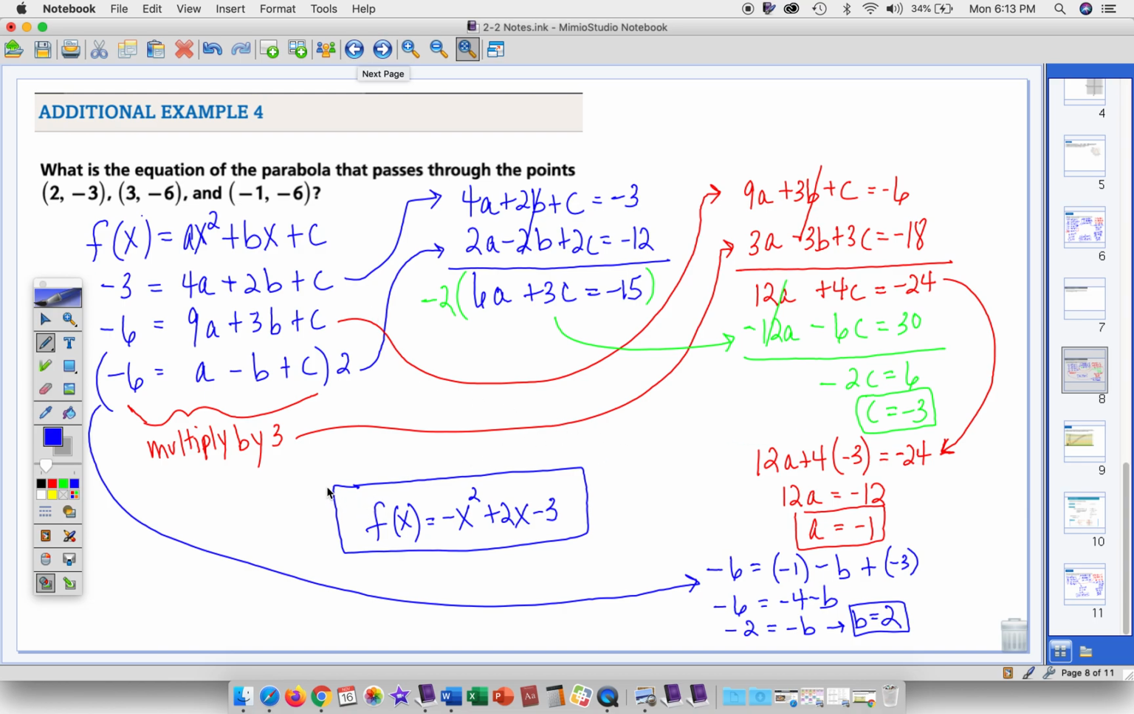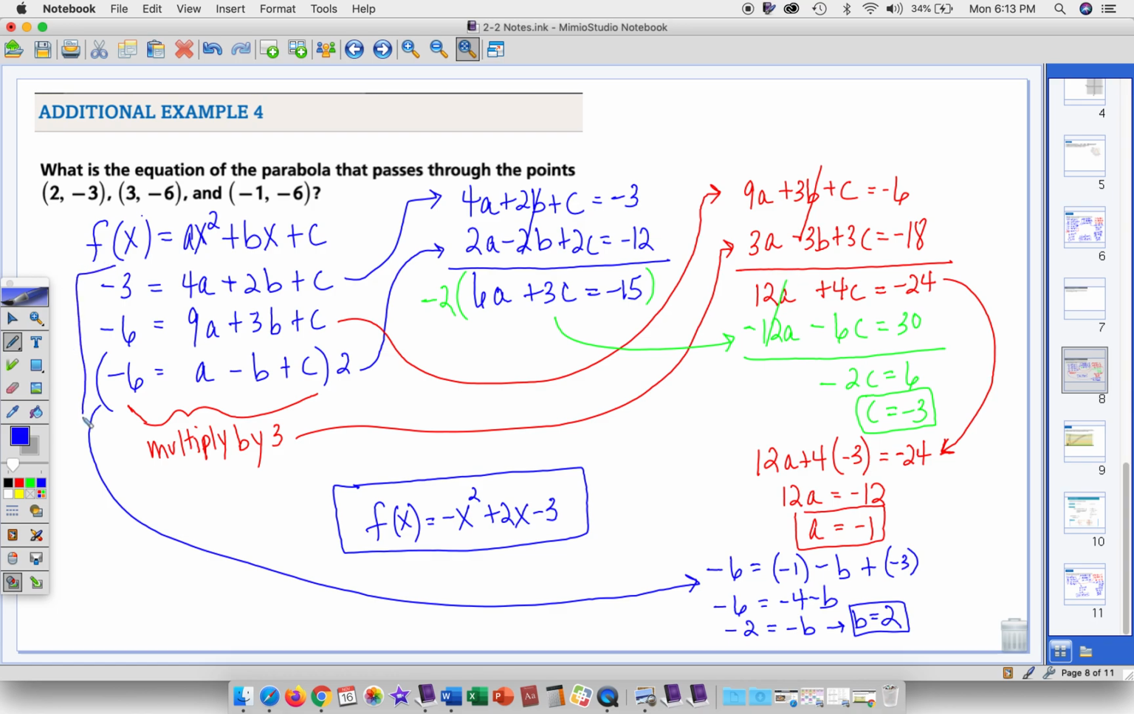Okay, let's see how you did. Hopefully you came up with this quadratic here, -x squared plus 2x minus 3. So here's my original setup. The first equation, this is for the point 2, -3. The second equation is from the point 3, -6. And the third one is from the last point, -1, -6. So these were my three equations that I started with.